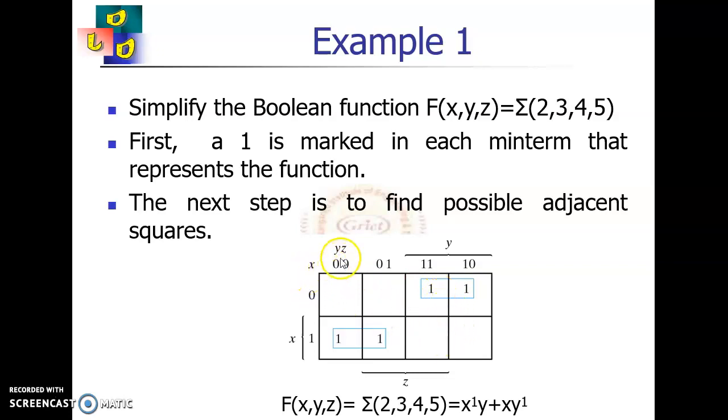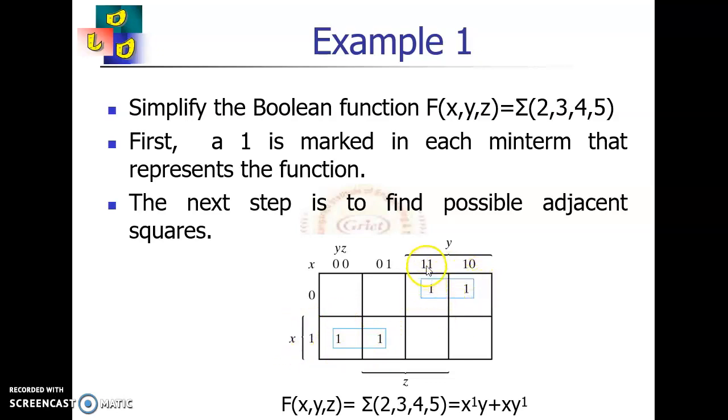So take 3 variable K-map. This is x and this is my yz, 0 and 1, and write the values. What are the values? 2, 3, 4 and 5. What is 2? M2. Here place a 1. M3 place a 1. M4 place a 1. M5 place a 1. Now, according to the minimization concept, take the adjacent squares. See here, these two are adjacent and these two are adjacent.